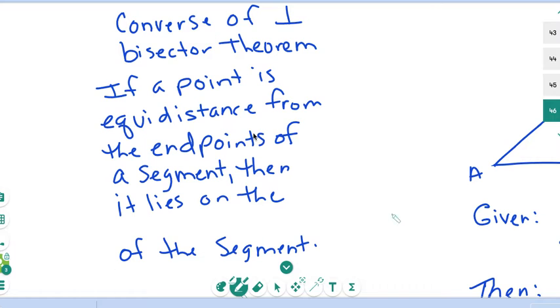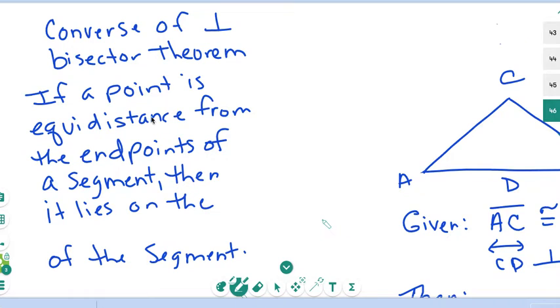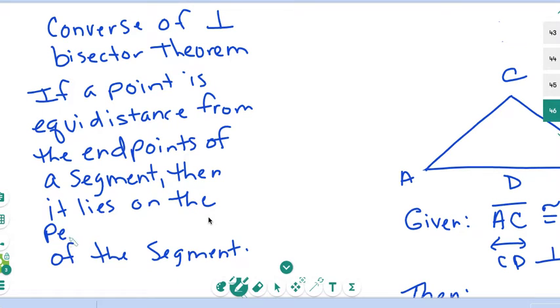The converse of the perpendicular bisector theorem says if a point is equidistant from the endpoints of a segment, then it lies on the perpendicular bisector of the line segment. So let's take a look at this one.